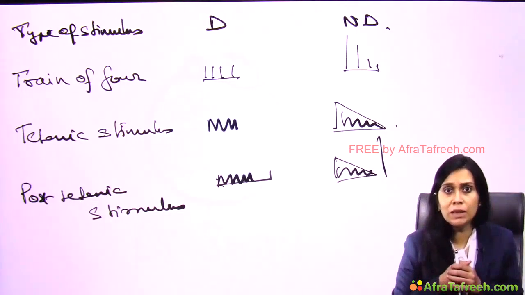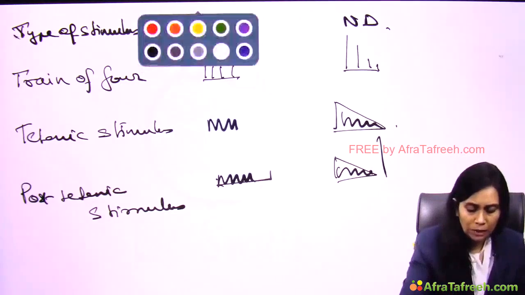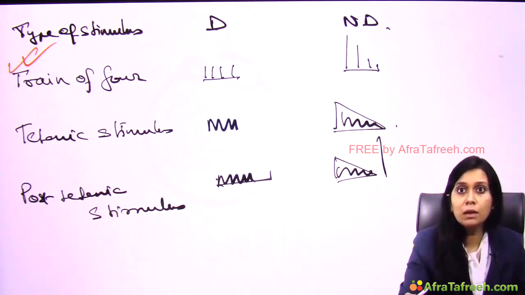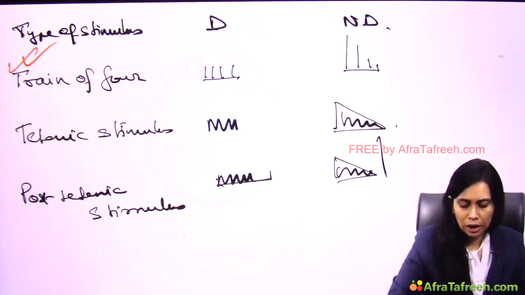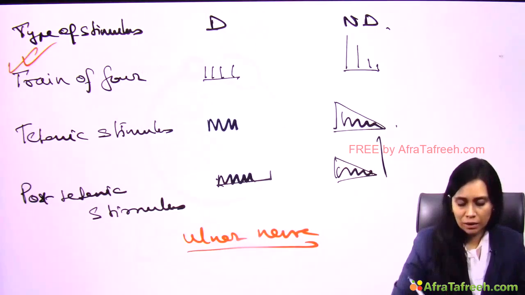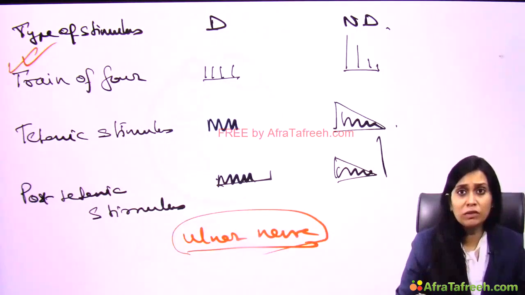Remember, for neuromuscular monitoring, the most common stimulation done is train of 4 stimulus, and the most common nerve monitored is the ulnar nerve. We attach electrodes on the ulnar nerve, stimulate it, and see the response in the adductor pollicis muscle. So this is the most common nerve which we monitor for neuromuscular monitoring.